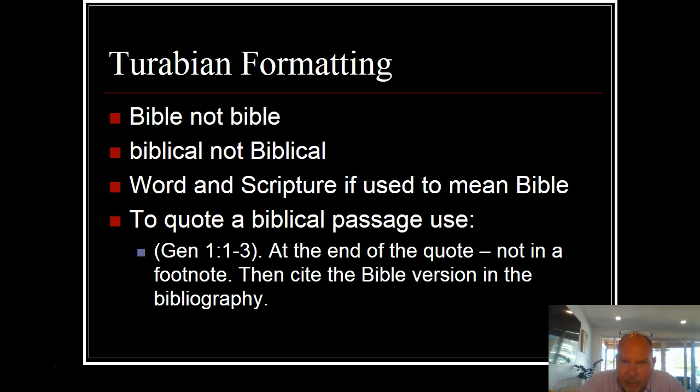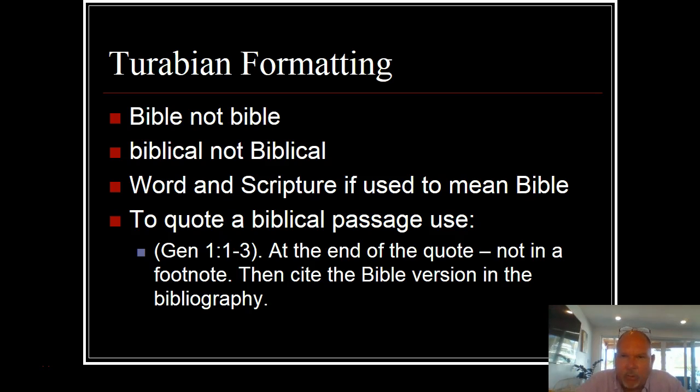If you're quoting a biblical passage, then the appropriate way to do that is not in a footnote, and not with a quotation mark, but with a parenthesis at the end of the sentence that has an abbreviation for the book, in this case Gen for Genesis, then a space, no comma, the chapter number, colon, and then the verses. So Genesis chapter 1, verses 1 to 3 would be parenthesis, Gen, space, 1, colon, 1-3, close parenthesis at the end of the sentence. Now you can always say Moses writes in Genesis 1 verses 1 to 3, and that's fine. But don't use a footnote. Use this as your format for citation inside of a paragraph, and use it at the end of the quote, not in the footnote.